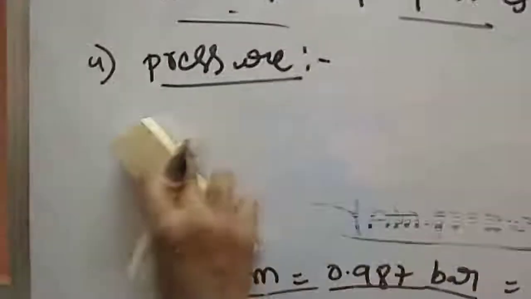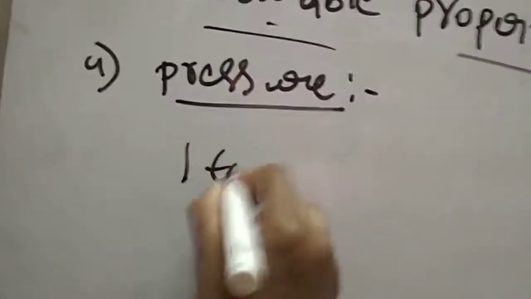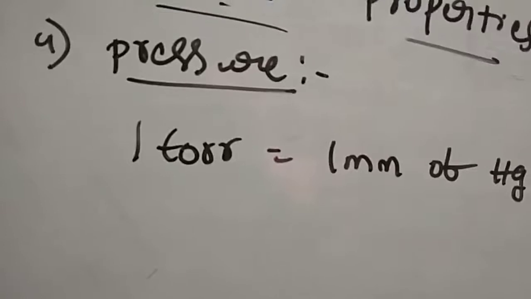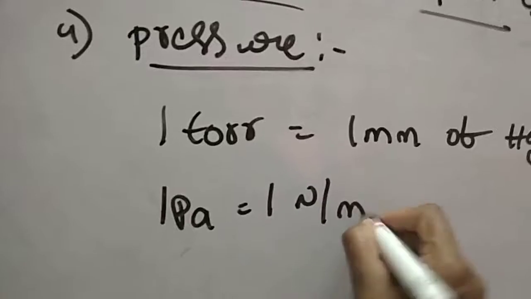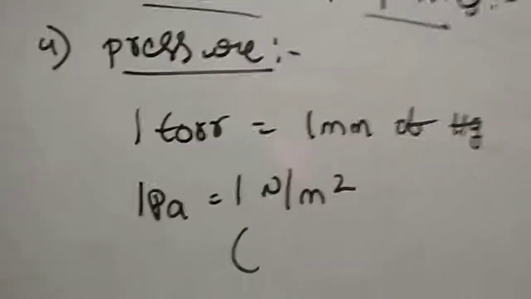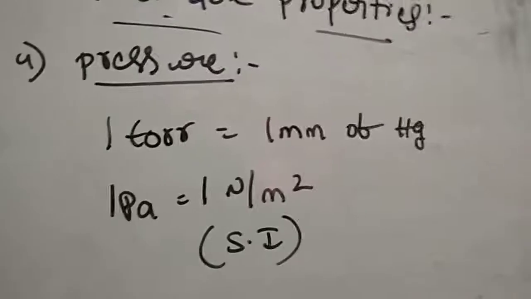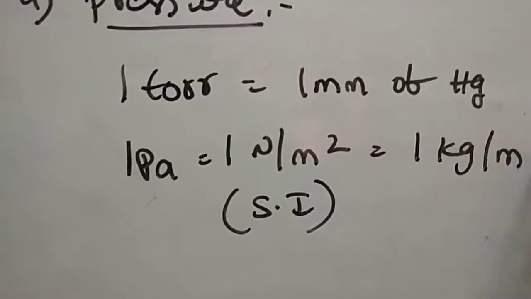Here I will give you some conversions. Just write down these conversions. Pressure of torr: 1 torr equals 1 mm of Hg. 1 Pascal equals 1 Newton per meter square. Dynes per centimeter square is the CGS system. Newtons per meter square is the SI system. So Newton per meter square equals 1 kg per meter second squared.